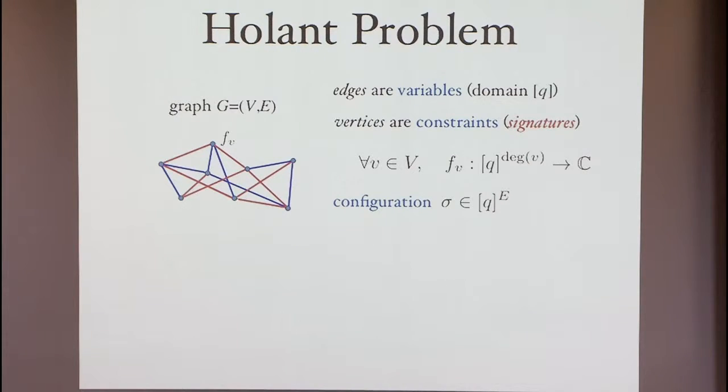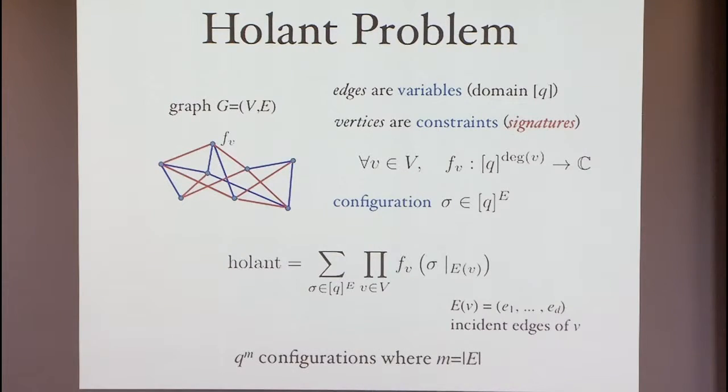So this talk is about Holant problems. The Holant problem is an edge spin model. Each edge is a variable, and each vertex is a constraint. And the Holant is this sum of product. Now each constraint function, also called a signature, may be defined on a very large number of variables if your graph has unbounded degree. And also, the size of the configuration space is a lot bigger. It's q to the number of edges.